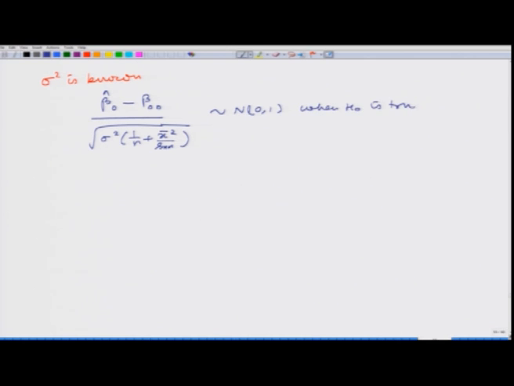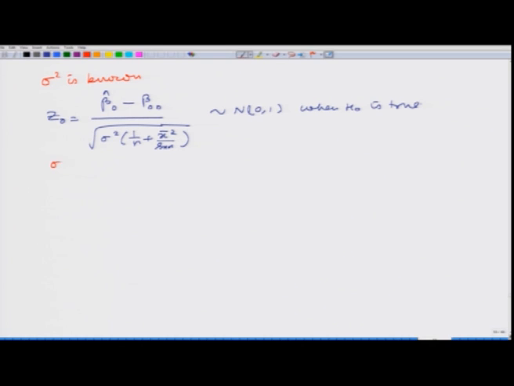So, now using this result, we can construct the test of hypothesis under two cases: when sigma square is known and when sigma square is unknown. First, we consider the case when sigma square is known. In this case we can write beta 0 hat minus beta 0 naught divided by the square root of the variance of beta 0 hat, which is sigma square times 1 over n plus x bar square over Sxx, and this follows a normal 0, 1 distribution when H naught is true, right. This we call the Z statistic and denote it by Z naught, right.